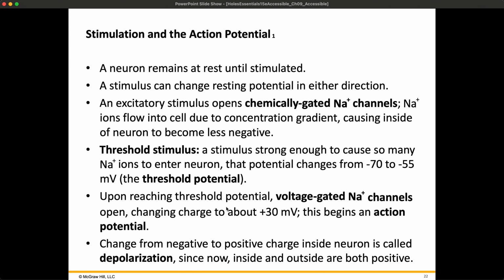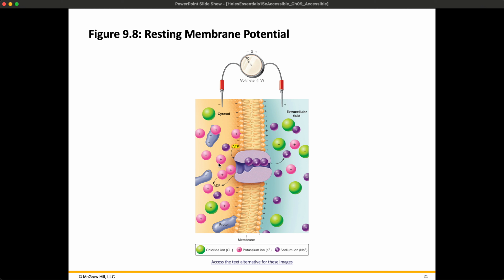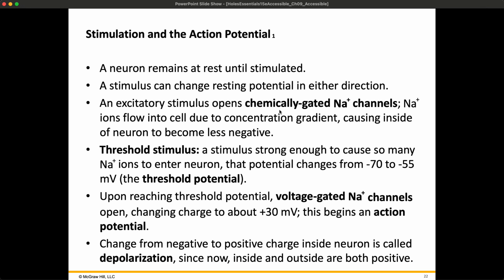Once it reaches threshold, the voltage-gated sodium channels open, and that's when you have a bunch of sodium rushing in, and it changes the charge to positive 30. And even though there are more sodium ions in here, the negative charge inside of the cell is what's outweighing that. So that's why you have sodium ions from the chemical and voltage-gated channels flowing in. Even though you do have more sodium ions inside the cell, it's that negative charge that's going to be pulling them in. And so notice that you have chemical-gated and voltage-gated sodium channels.